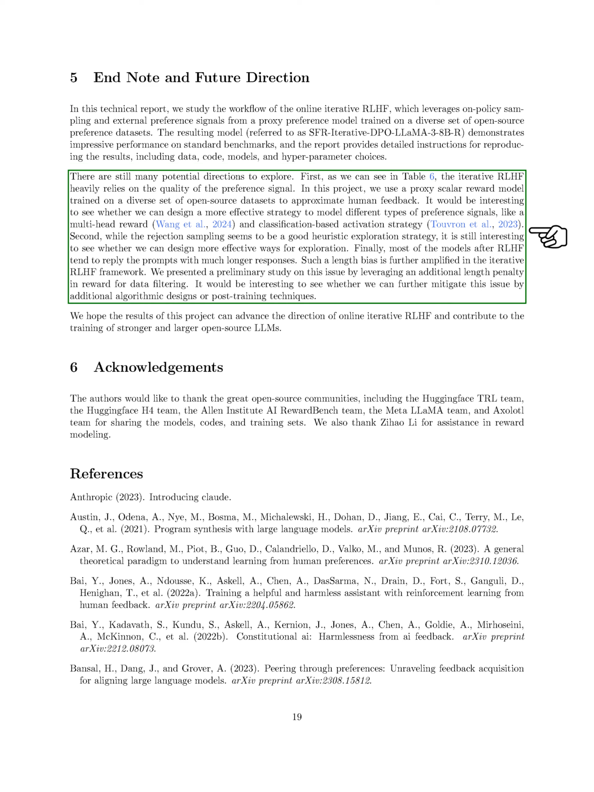There are several potential directions for future exploration. Firstly, the quality of the preference signal greatly impacts the iterative RLHF, as shown in the table. We employed a proxy scalar reward model trained on diverse open-source datasets to mimic human feedback. It would be intriguing to investigate if we can develop a more effective strategy to model different types of preference signals, such as a multi-head reward and classification-based activation strategy. Secondly, although rejection sampling serves as a good heuristic exploration strategy, there is room to explore more effective exploration methods.